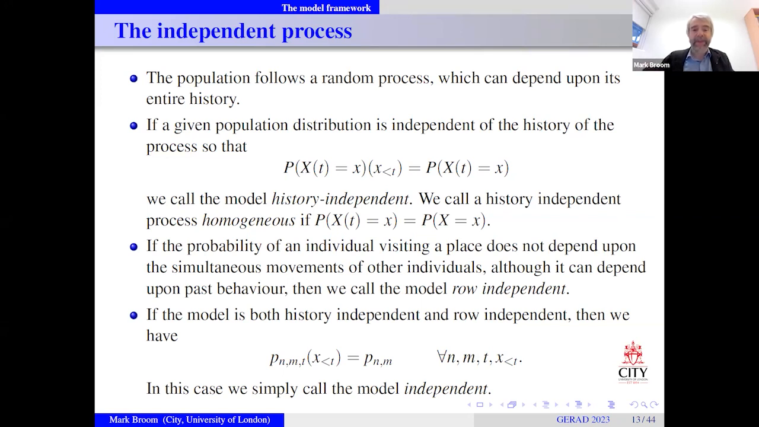And something that's both of those is just called independent. And that just means I've got a movement distribution, and so have you. And at every step, we just follow that independent distribution. So we'll look at some examples of the independent case, similarly at history independent but row dependent versions, and history dependent, row independent versions. And the history dependent version will be a Markov model where we just worry about where we were last.